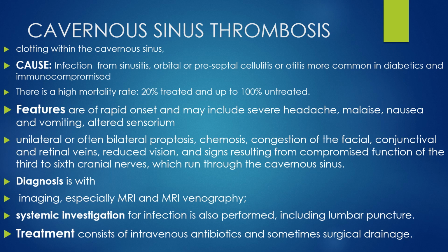Features are of rapid onset and may include severe headache, malaise, nausea, and vomiting, altered sensorium. Unilateral or often bilateral proptosis is sometimes seen. There may be chemosis, congestion of the facial, conjunctival, and retinal veins, reduced vision, and signs resulting from the compromised function of the third to sixth cranial nerves which run through the cavernous sinus.